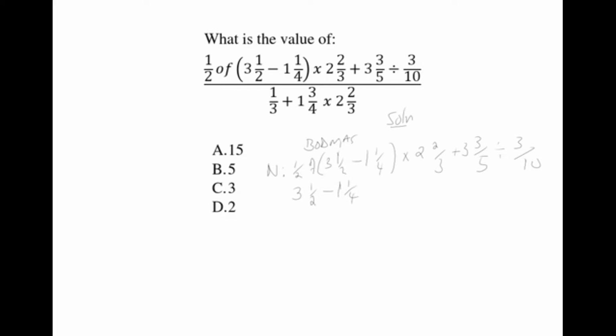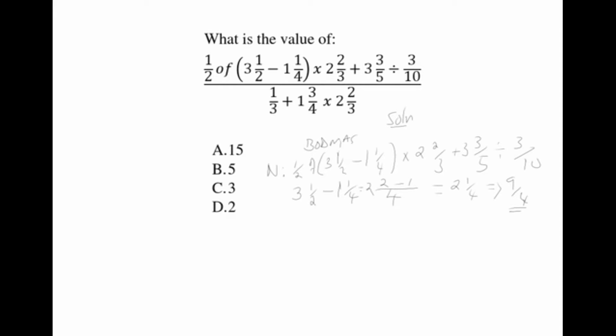The LCM of 2 and 4 is 4. So we have 4 divided by 2 is 2, times 1 is 2, minus 1, because 4 divided by 4 is 1, times 1 is 1, but we have to get 3 minus 1, which is 2. So this one will give us 2 1/4, and when we change it to an improper fraction we get 2 times 4 plus 1, 9 over 4.